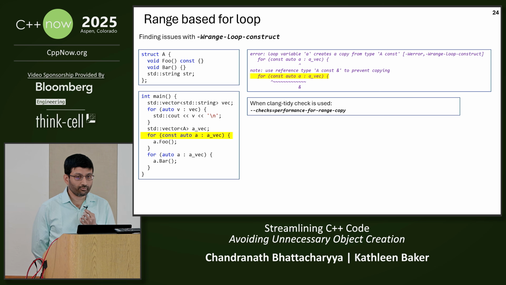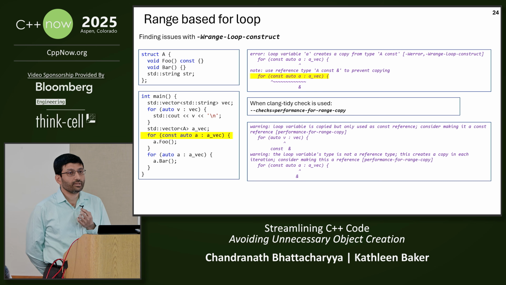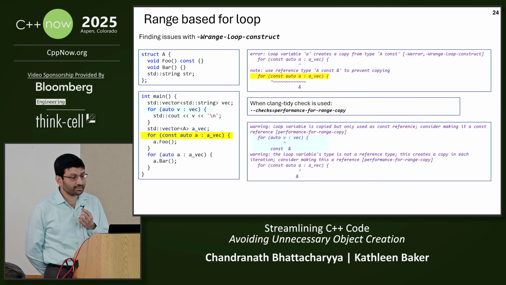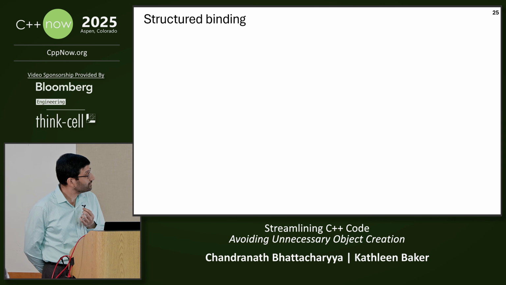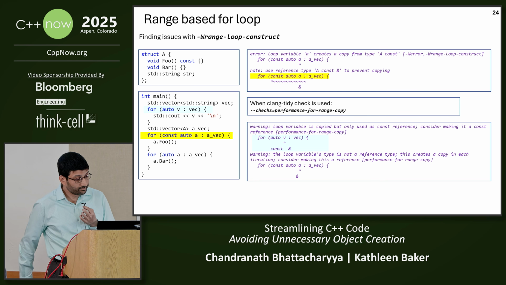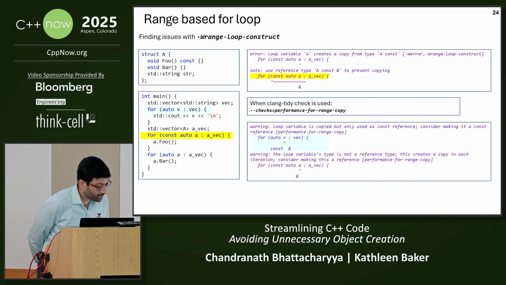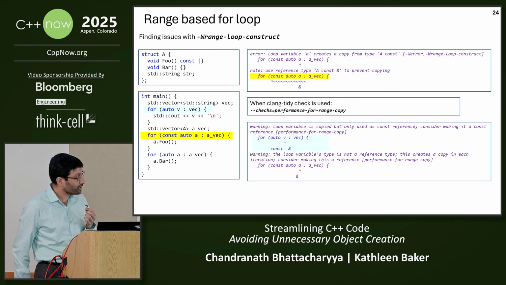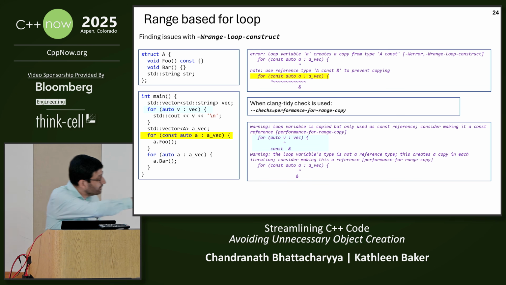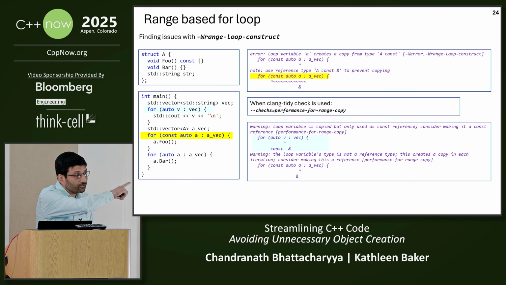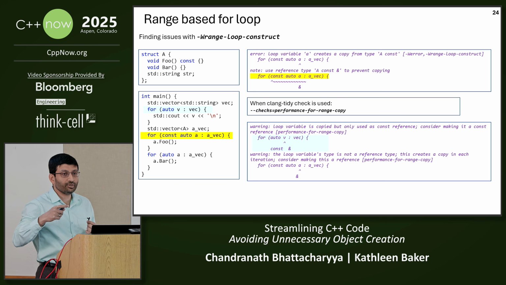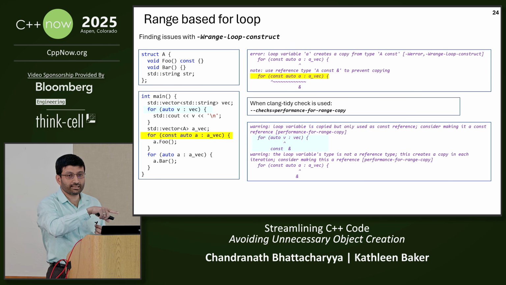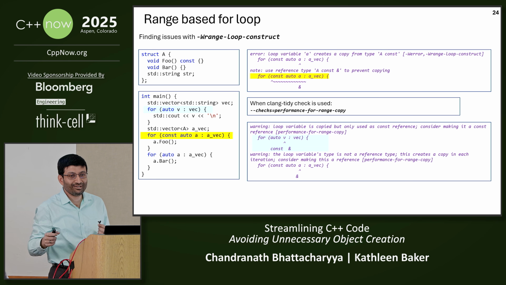Performance for range copy. And here is some code. Here's the output. As you can see, it does flag that particular problem. Okay, I think it's just too light for you guys to see. So it's actually flagging the first vector over there, that auto v vec. So that one is being flagged. Do you have any questions on that? I can see it in my slide, but it's the first loop that is being flagged.